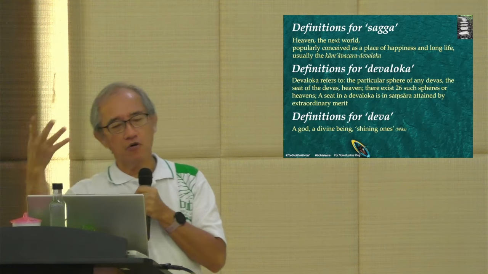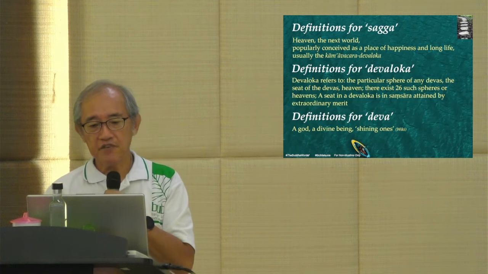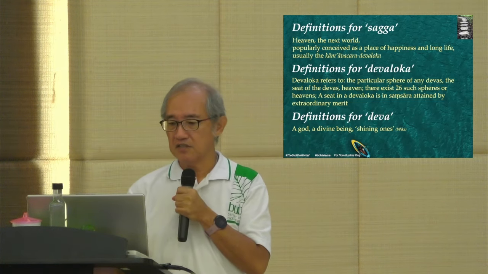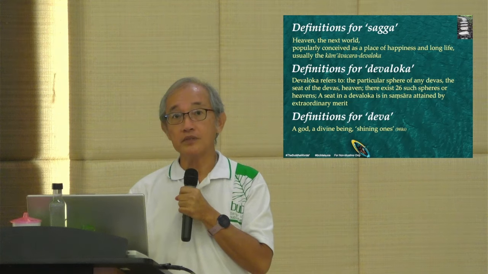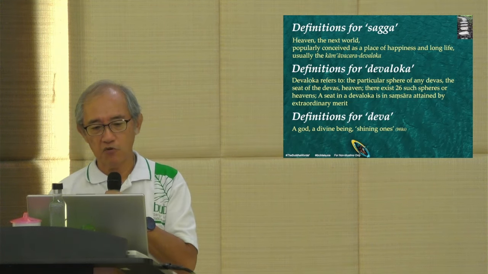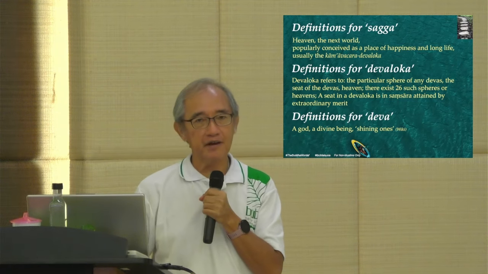Loka means a realm or plane of existence. Devaloka refers to the particular sphere of any Devas. The seat of the Devas, heaven. There exist 26 such spheres or heavens. A seat in the Devaloka is in Samsara, attained by extraordinary merit.